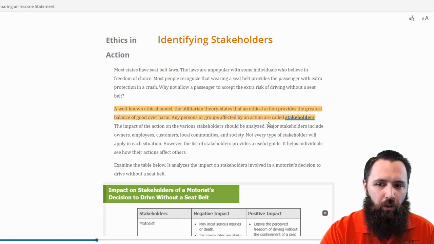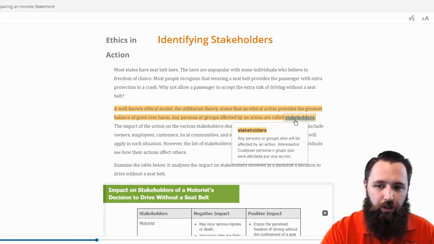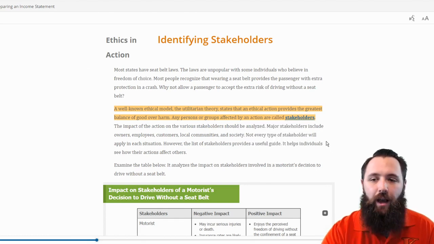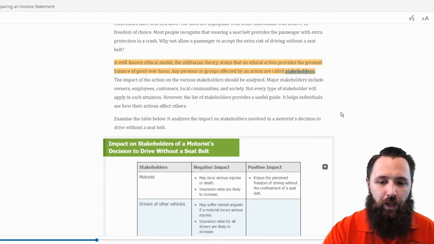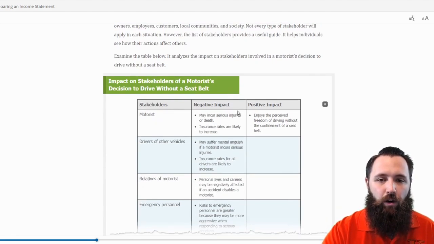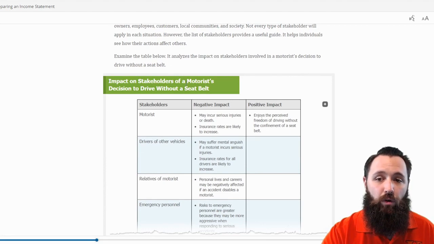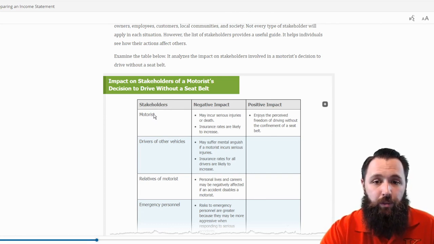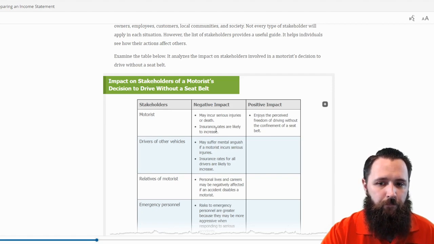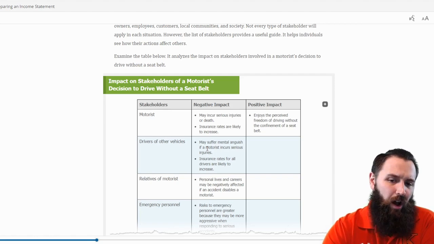There's another term though, and that's stakeholders. This is any person or group who will be affected by an action. And that doesn't just refer to it from a money standpoint. They have an example down here where this is the impact on stakeholders of a motorist's decision to drive without a seatbelt. So you can see here that there could be multiple stakeholders. It could be the initial motorist, and you can see that there's some negative impacts here. The drivers of other vehicles.